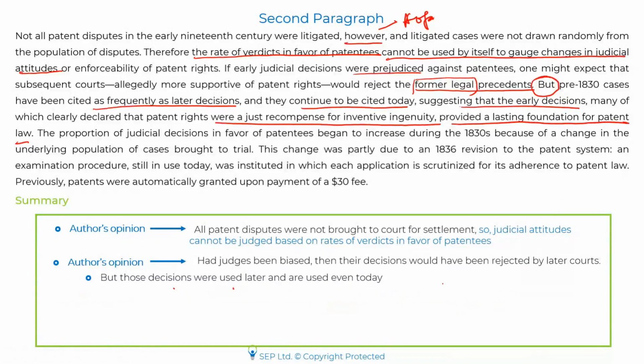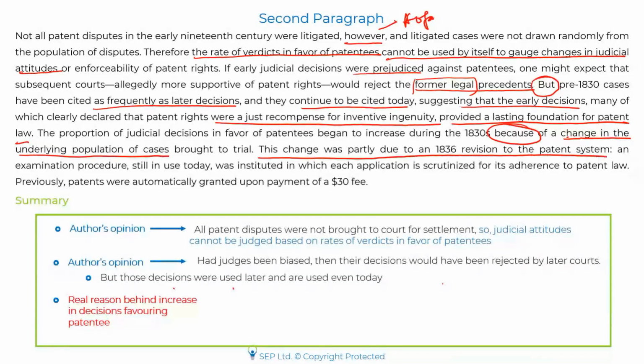The proportion of judicial decisions in favor of patentees began to increase during the 1830s because, so the author is probably going to give us the real reason why the judicial decisions began to increase in the favor of patentees. All right. It began to change because of a change in the underlying population of the cases. This change was partly due to a revision to the patent system. And what was the patent system's revision? The examination procedure was instituted in which the application was scrutinized for the patent law.